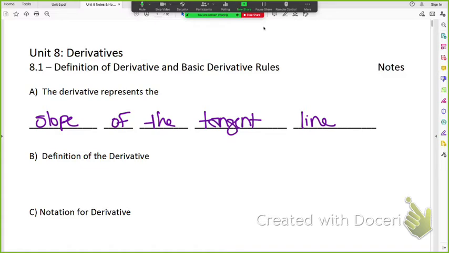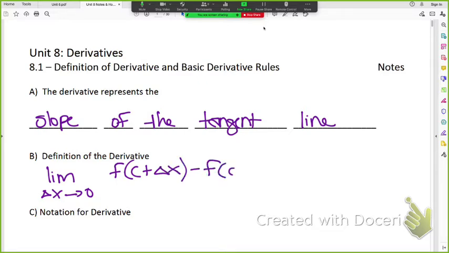So let me get that definition real quick. All right, so a derivative comes from a limit, and it is a notation that we have seen before. The derivative is the limit as delta x approaches 0 of f of c plus delta x minus f of c, over delta x. And we're going to work with that definition just for today only.